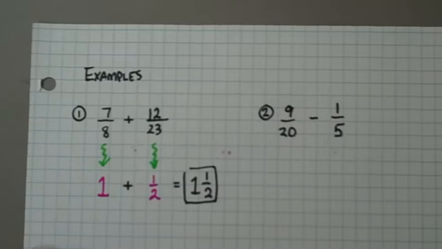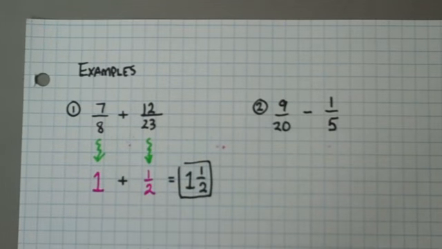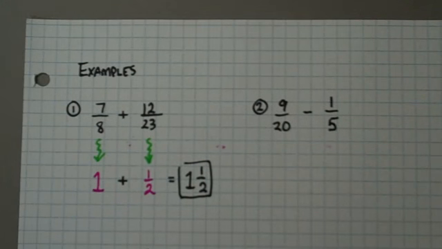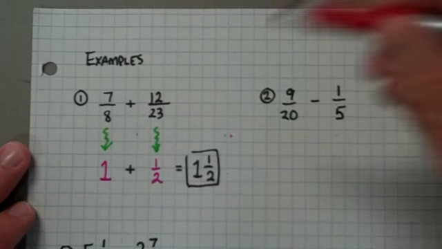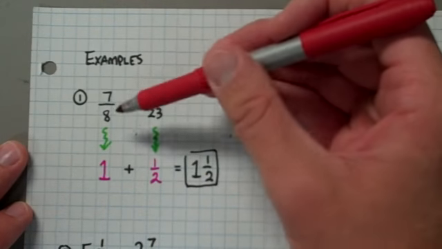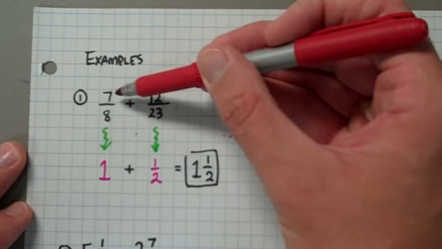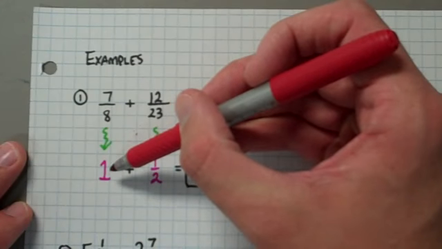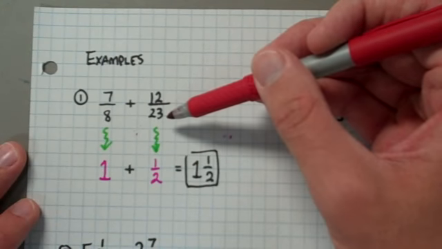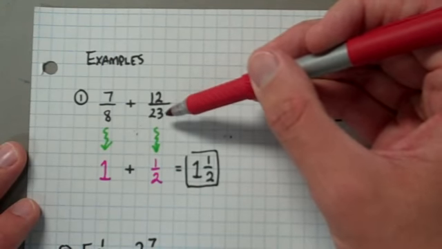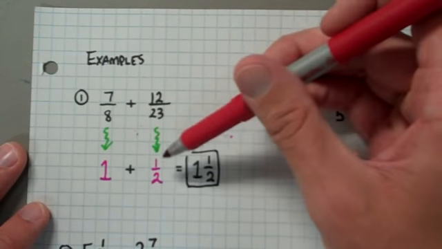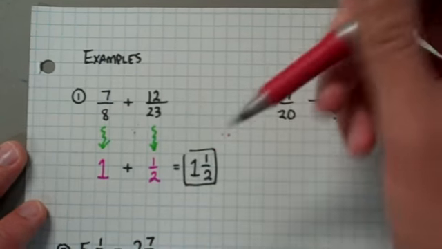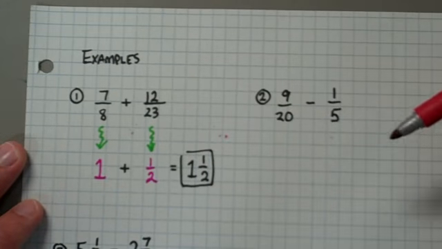All right, next up, let's do a few examples where we're actually adding and subtracting. In our first example, I already worked it out for you. For number 1, we have 7/8 plus 12/23. Now 7 is almost the same as 8, so I rounded it to 1. 12/23, well, 12 is about half of 23, so I rounded it to a half. So 1 plus a half is 1.5. Adding those types of fractions isn't really that difficult.